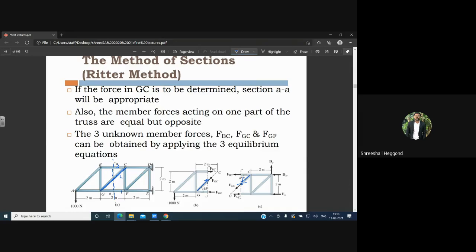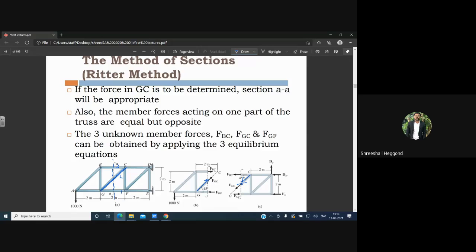Also, the member forces acting on one part of the truss are equal and opposite to those on the other side. As one FGC member force acting in the first section, if you consider the left or right side portion, then whatever force FGC is there will be the same quantity in the other section. That is the C diagram, you can see the last one. In that also you will have the same quantity of the force, but in the opposite direction.